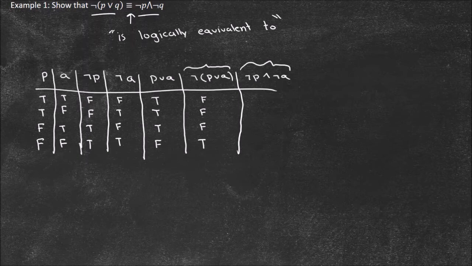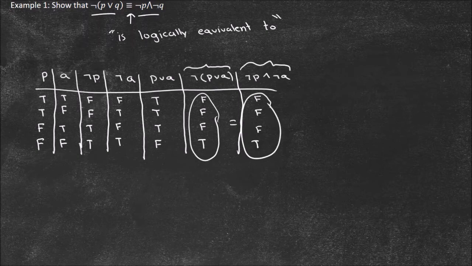So, not P and not Q. Is that true here? Not P and not Q, well, they're both false, so that's false. Not P and not Q here, well, one is true, one is false, that's false again. Not P and not Q, one is false again. And then lastly, both are true, so not P is true and not Q is true, which means that's true. So notice these are equivalent. This is equivalent to this, and that means the statements are equivalent.